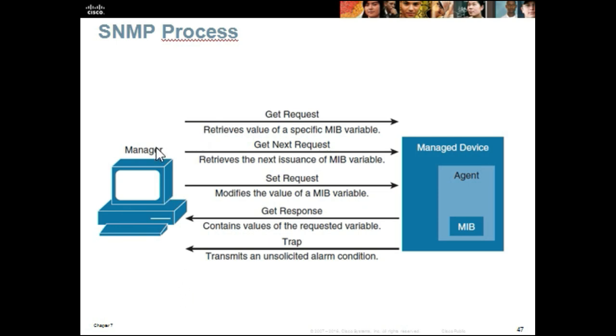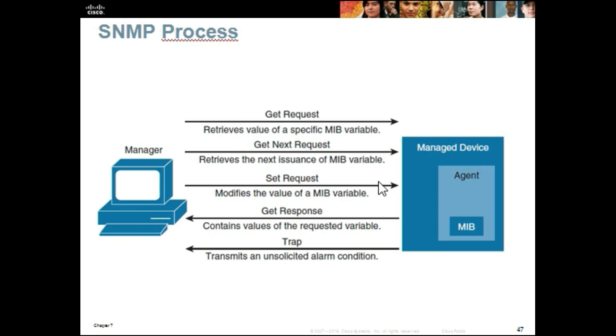So in normal conditions, we can have the manager send a poll by sending a get request message. Okay, and then the managed device or the agent will send a get response. So it will answer according to a specific MIB variable. So once it gets a response for the first MIB variable, it will issue the get next request. Since each managed device has several variables, it will issue all the polls according to the MIB variables.